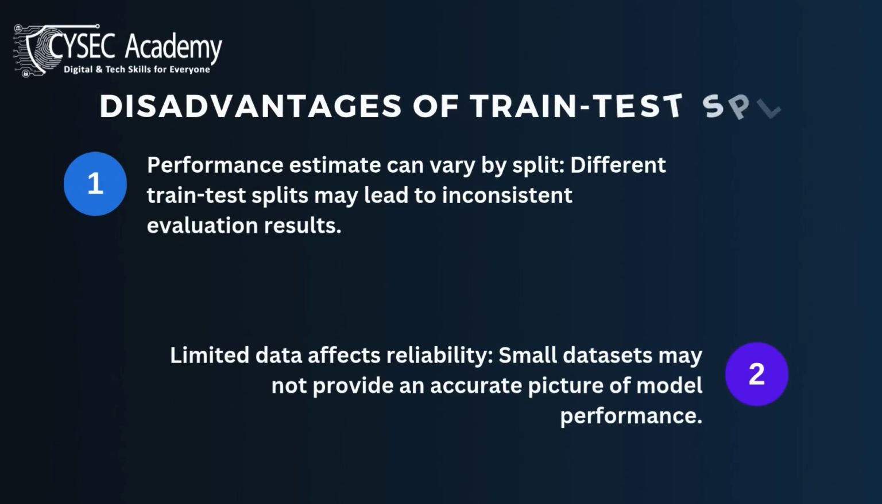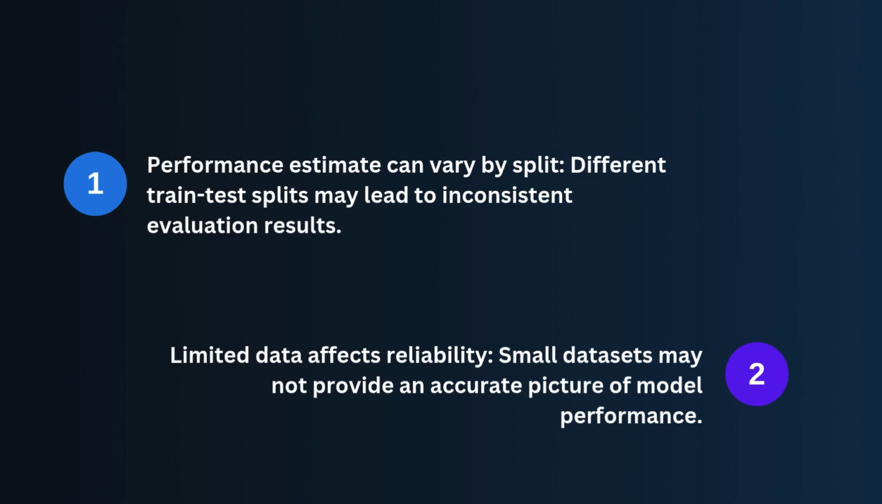Disadvantages of train-test split. 1. Performance estimate can vary by split. Different train-test splits may lead to inconsistent evaluation results. 2. Limited data affects reliability. Small datasets may not provide an accurate picture of model performance.